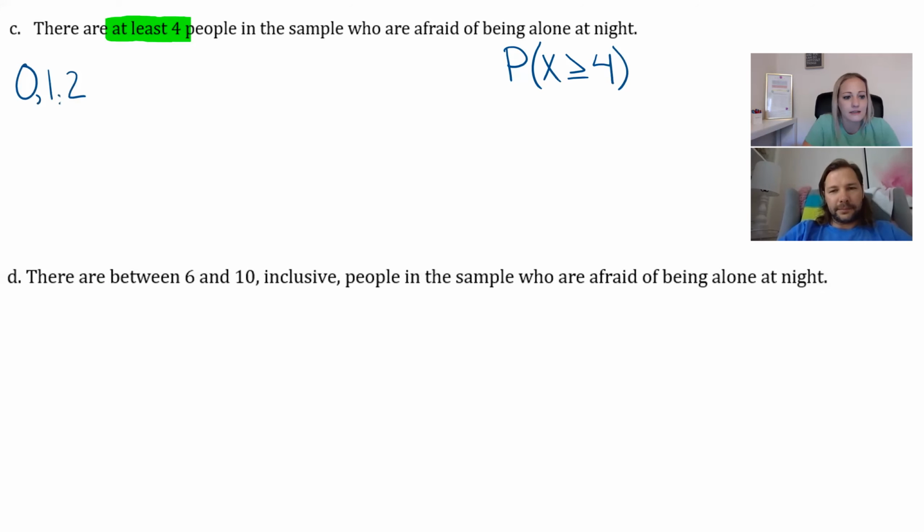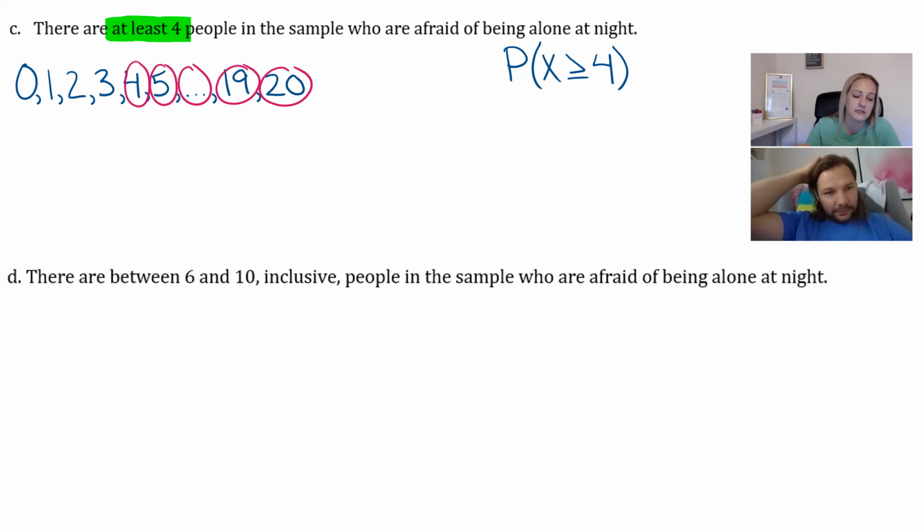So again, I'm going to sit here and list out all of the possible outcomes for selecting 20 individuals. We want the outcomes where x is at least 4. That would be the outcomes of 4 people, 5 people, 6 people, 7 people, all the way up to 19 people or 20 people. Those are the probabilities that I want.